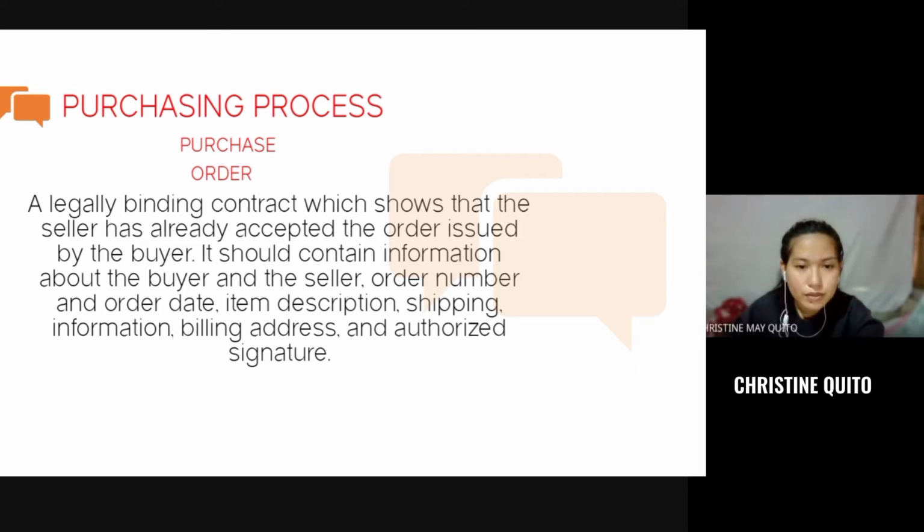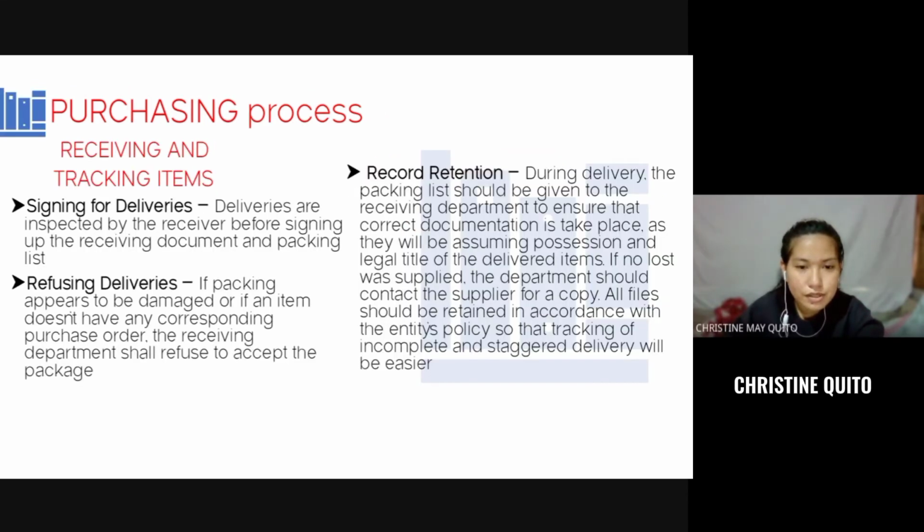Next, we have receiving and tracking items. First is signing for deliveries. Deliveries are inspected by the receiver before signing the receiving document and packing list. Next is refusing deliveries. If the packing appears to be damaged or if an item doesn't have any corresponding purchase order, the receiving department shall refuse to accept the package.